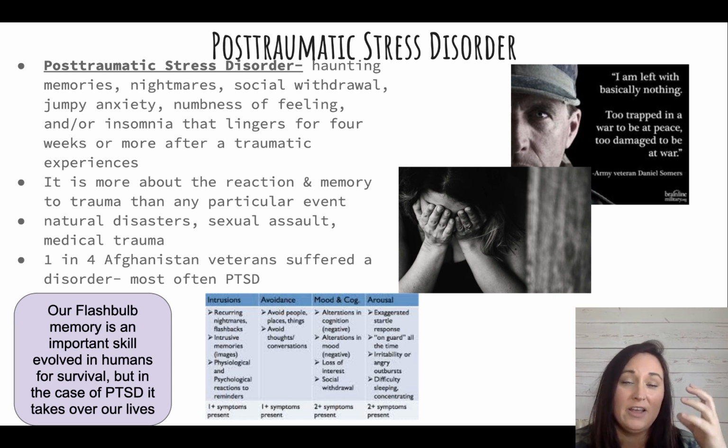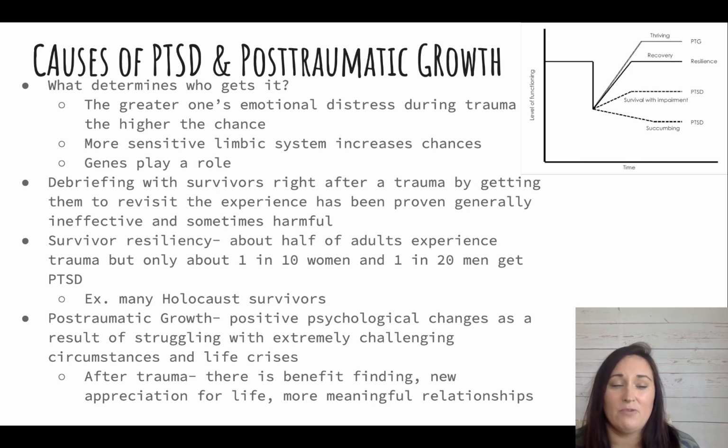We have flashbulb memory that helps us remember all of the details of a specific traumatic event. And that was a survival factor for our brain that can kind of cause problems when it leads to things like PTSD. So what are the causes of it? Well, we know that there is a genetic link. We know that some people have a more sensitive limbic system, and that can cause an increased risk of PTSD. We know that getting people to relive their experiences after trauma can actually sometimes lead to more harm than good.